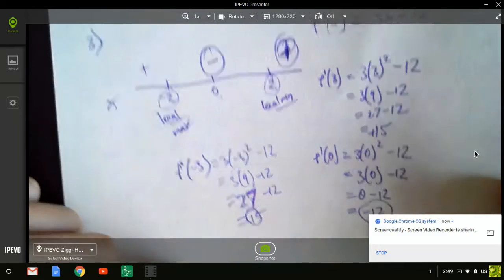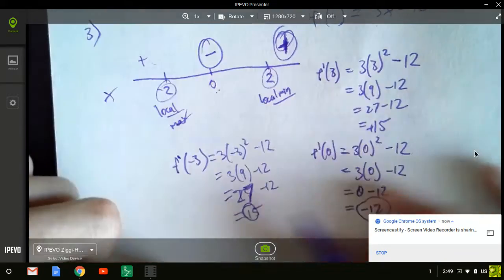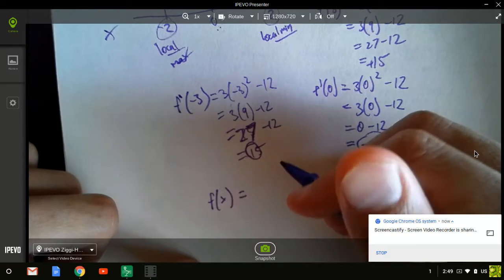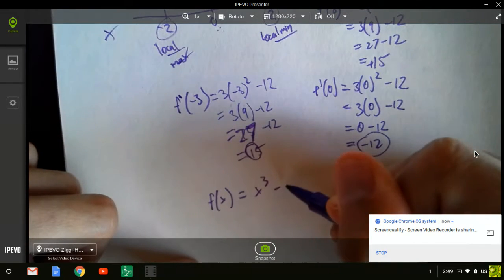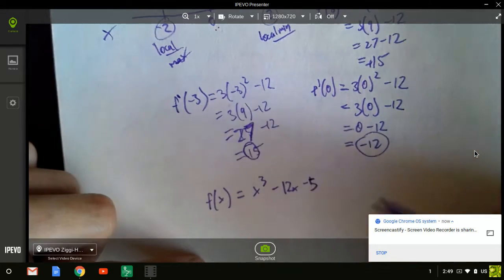These are just x values. We want to find this as a point. So what this is going to look like is this. We're going to go back to the original function, f of x is equal to x cubed minus 12x minus 5. And we're going to plug in these two values.